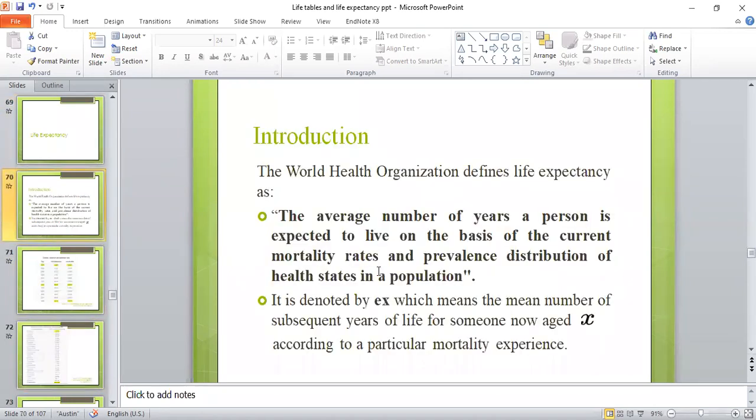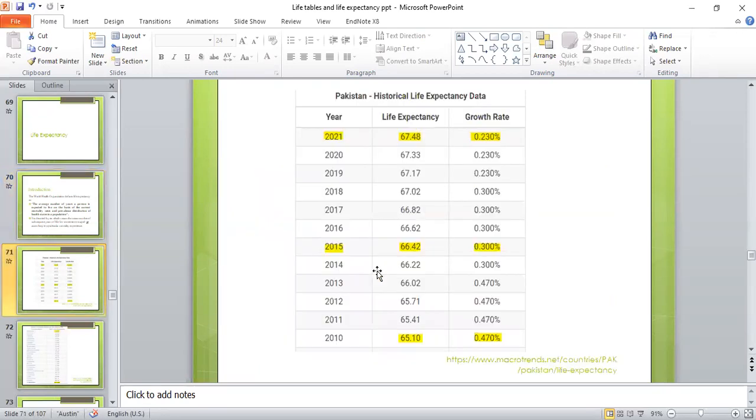Life expectancy. WHO defines life expectancy as the average number of years a person is expected to live on the basis of current mortality rates and the prevalence distribution of health states in a population. It is denoted by e_x, which means the mean number of subsequent years of life for someone now aged x according to a particular mortality experience.